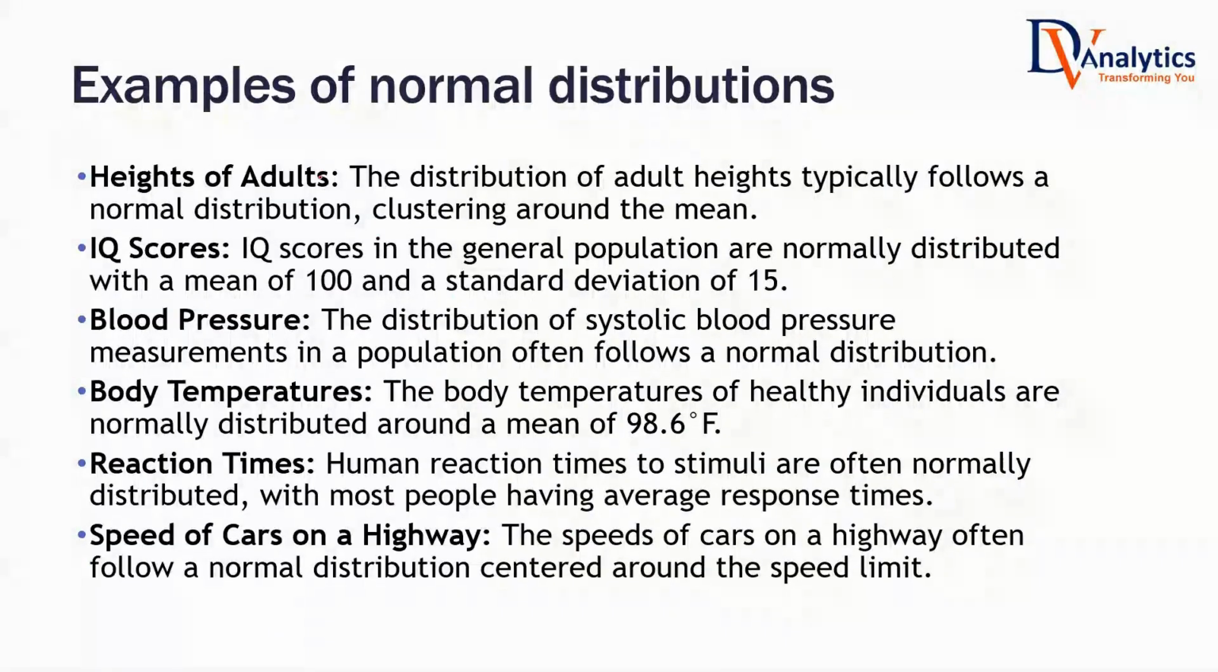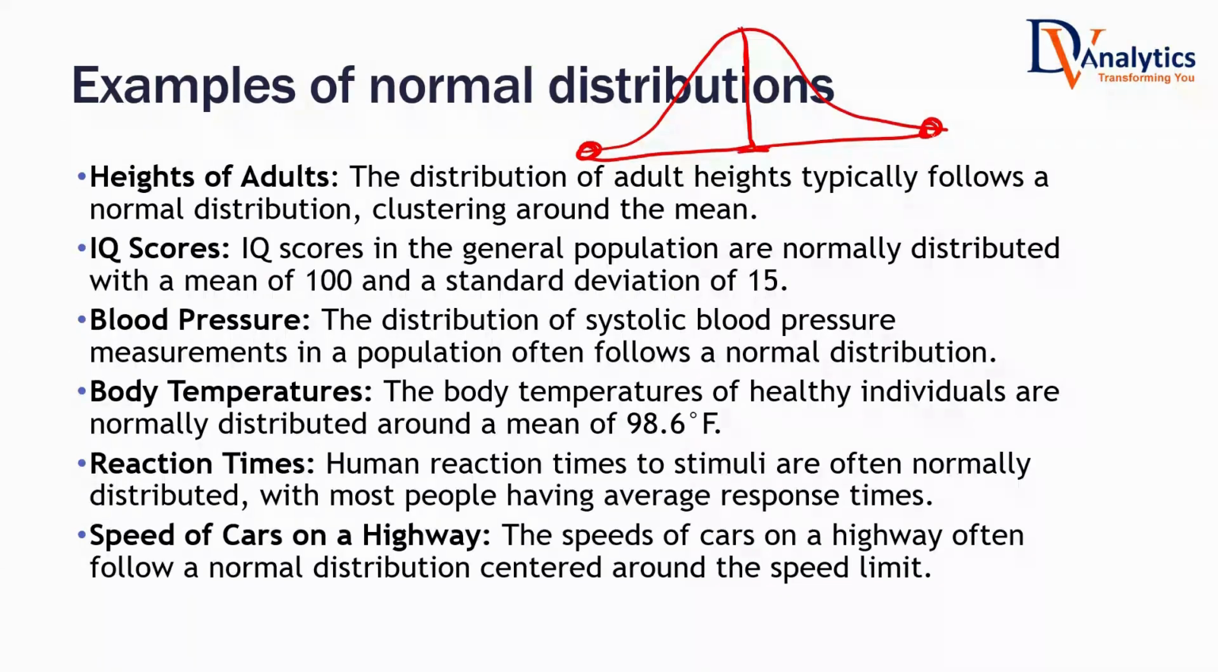Take the heights of adult people. There will be some people who have really big height, some people who are very short, but most of the time you will have the average height around the middle. People who are very short are very few, and people who are very tall are also very few. IQ scores: people having very high IQ are very few, very low IQ are also very few. Most often we will be surrounding the middle.